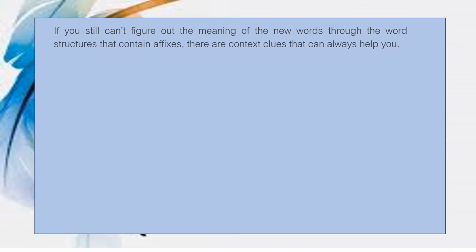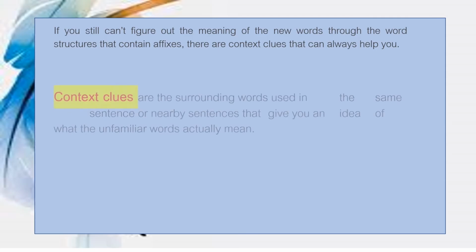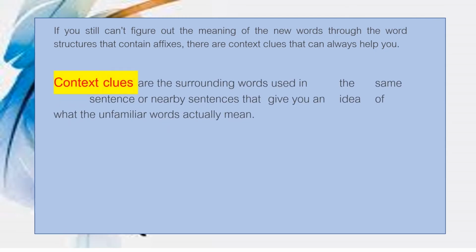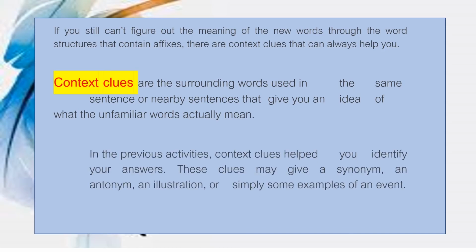If you still can't figure out the meaning of the new words through the word structures that contain affixes, there are context clues that can always help you. What are context clues? Context clues are the surrounding words used in the same sentence or nearby sentences that give you an idea of what the unfamiliar words actually mean. In the previous activities, context clues helped you identify your answers. These clues may give a synonym, an antonym, an illustration, or simply some examples of an event.